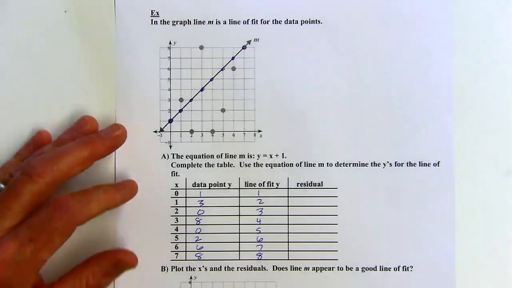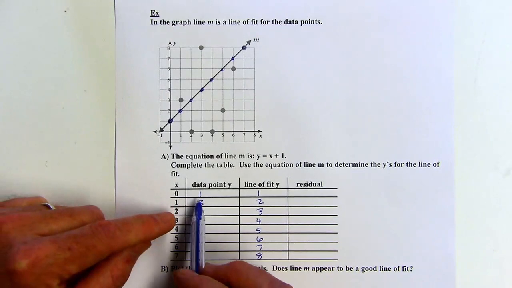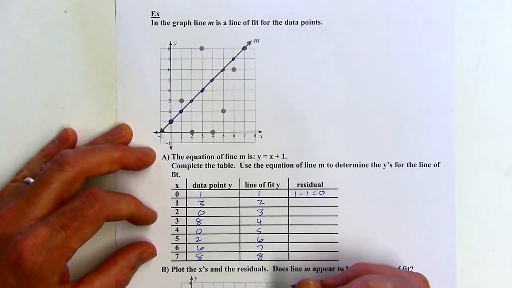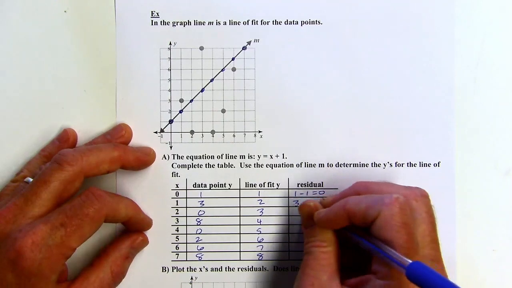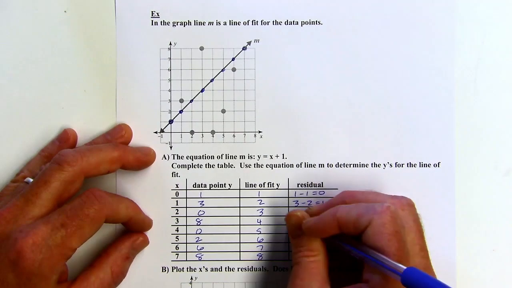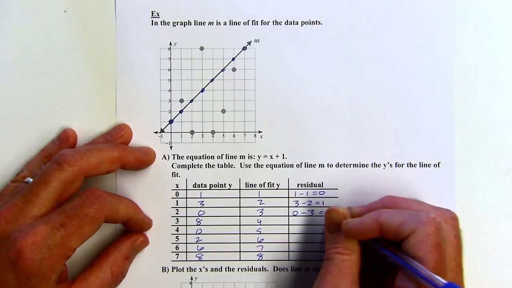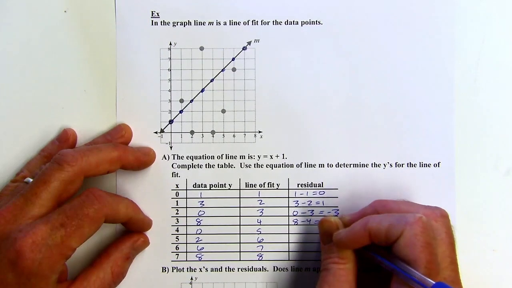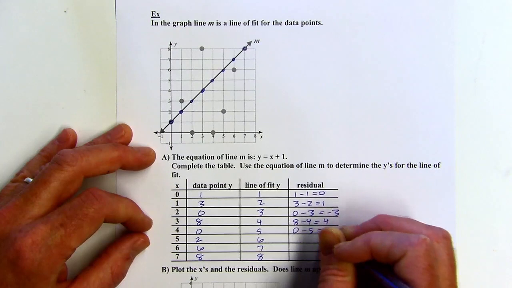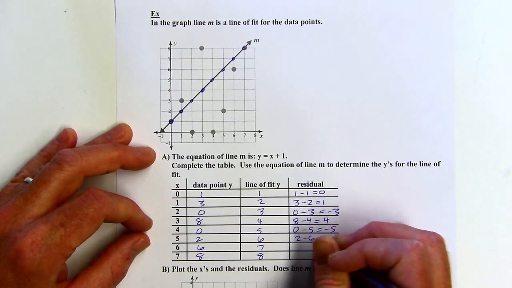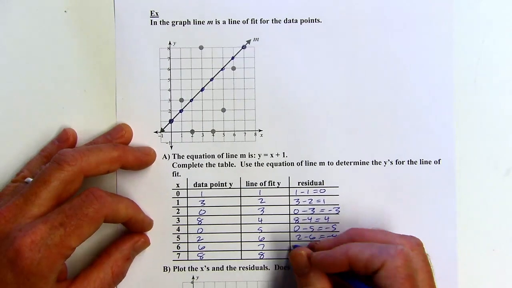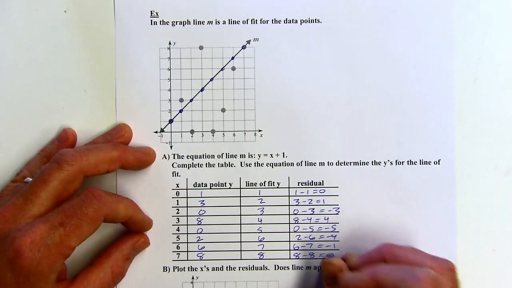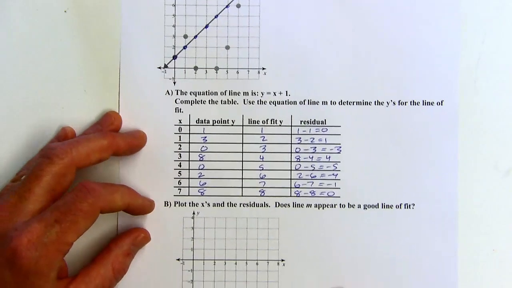And now let's find the residual. So now we're going to do the subtraction from our data point y's to our line of fit y's for each one of them. So that's going to be 0 for our first residual, 1, this is -3, 4, -5, -4, 6 minus 7 would be -1, and 8 minus 8 is 0. So I'm just doing subtraction on each of those, okay?